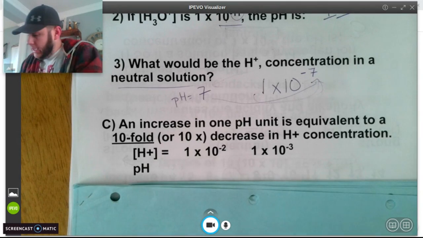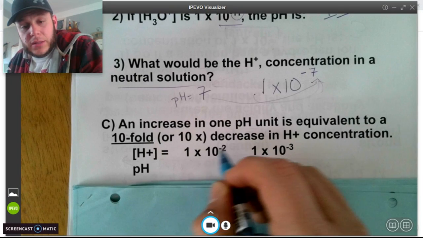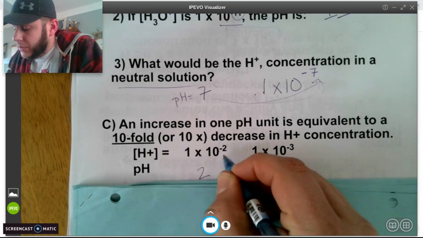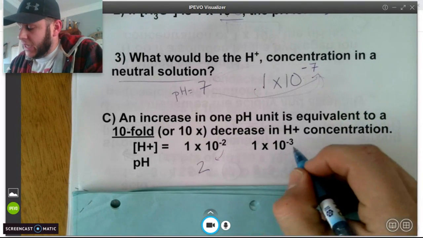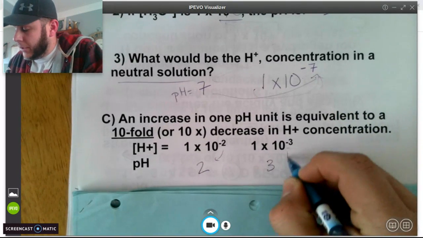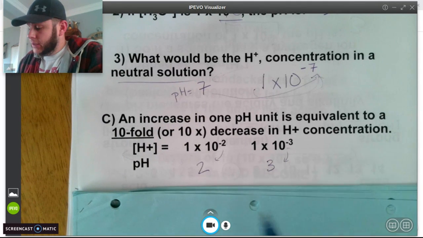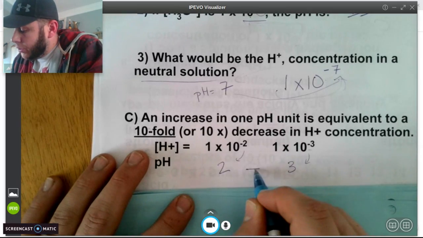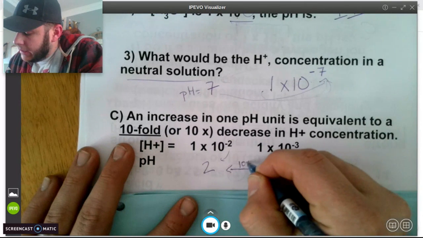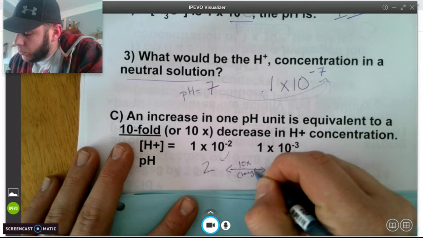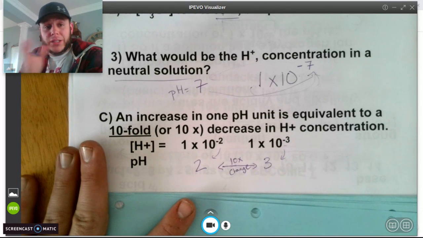So if we had an H plus concentration of 10 to the minus 2, the pH would be 2. Take the negative exponent, make the pH. If the H plus concentration was 10 to the minus 3, the pH would be 3. That's nothing new. But the idea is that going from 2 to 3 or 3 to 2 is a 10 times change. One way is an increasing change, one way is a decreasing change. But it's 10 times when I change one pH unit.